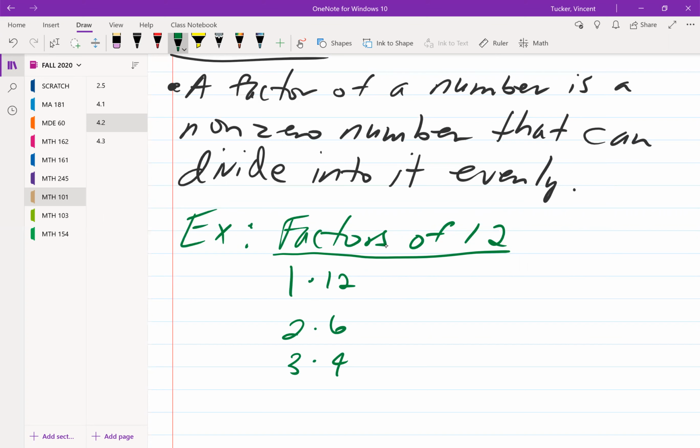So if you had to write your list, and they ask you for your list, you would be looking at 1, 2, 3, 4, 6, and 12. Normally you write your list in order.